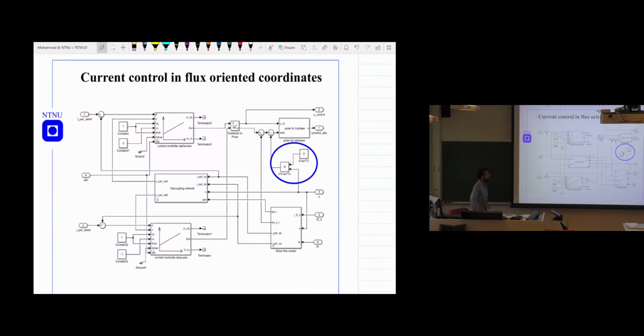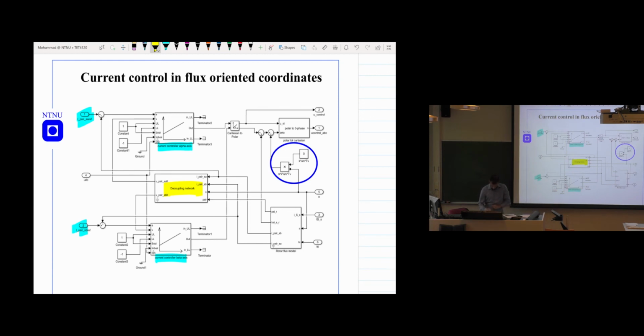Now we have the final control block there. This is for the current controller, and we have the current reference that we obtain from the outer loop controller. Then we have the D-axis current controller, Q-axis current controller, not D-axis, it's the alpha axis controller and the beta axis controller. And then we have this decoupling term that we discussed. We are feeding this decoupling term so that the terms can cancel each other, and then finally we get the first order nicer differential equation.